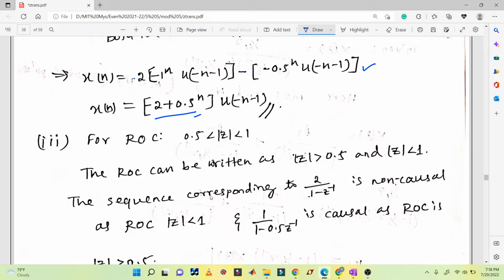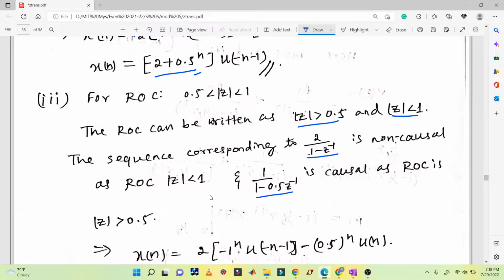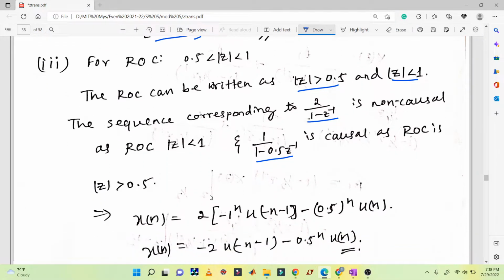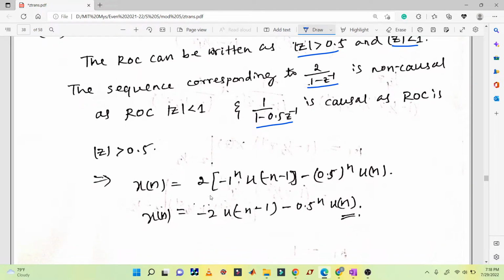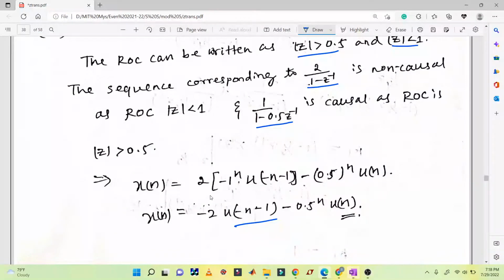Then the third one, z is greater than 0.5. That means the sequence corresponding to this is non-causal, whereas the sequence corresponding to this is causal, because z is greater than 0.5 and less than 1. So this is the response we have got. Final answer is this one, as I have already derived it. Same answer we have got.